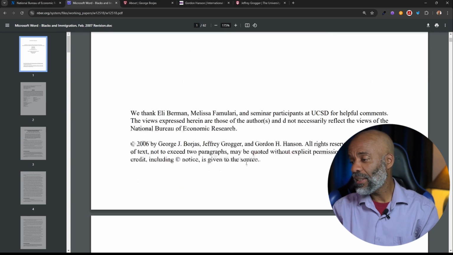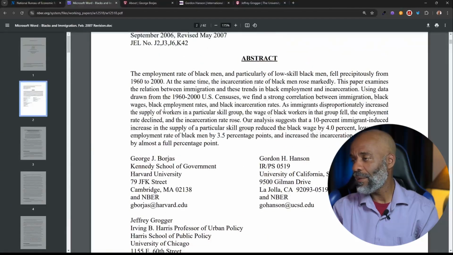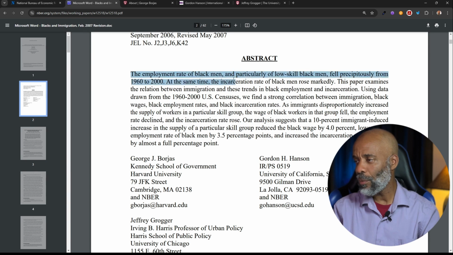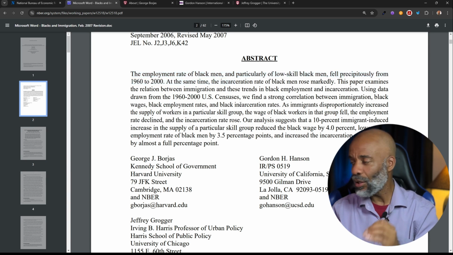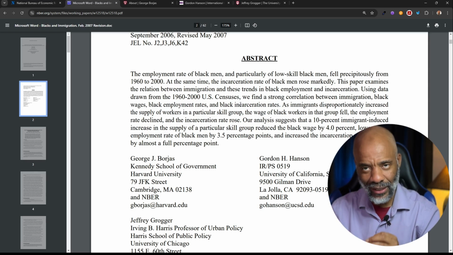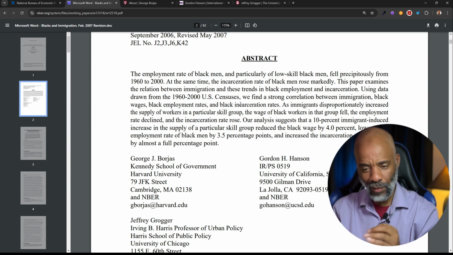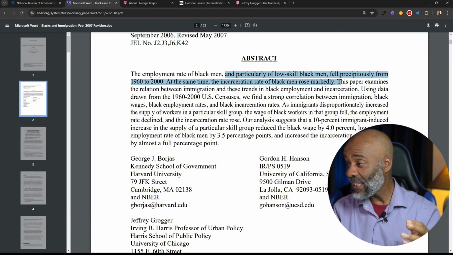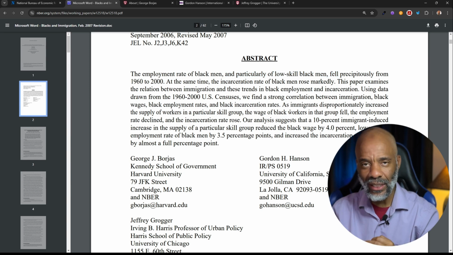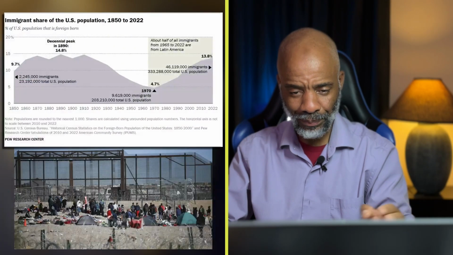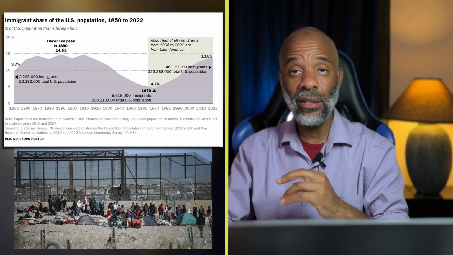Okay, let's see what they came up with. Again, let's just look at the abstract. Obviously, we can't go through all of this, but let's look at some of the main points that I found. The first one is this: the employment rate of black men, and particularly low-skilled black men. Remember, we're looking at low-skilled and or unskilled, right? People who don't have a degree. Remember? So it's the employment of black men in general, but particularly low-skilled black men, fell precipitously from 1960 to 2000. Remember, 1960 to 2000, we saw in the graph. That's when immigration started moving up.